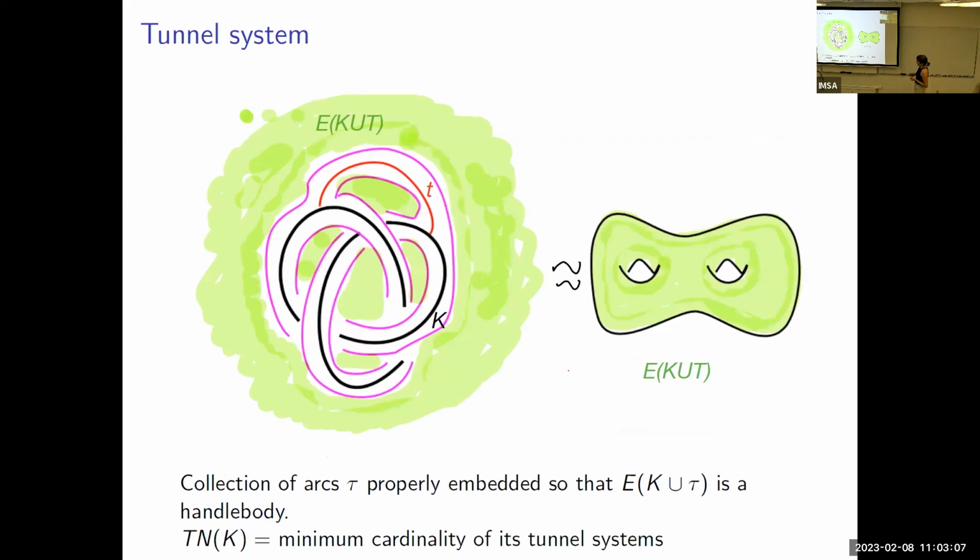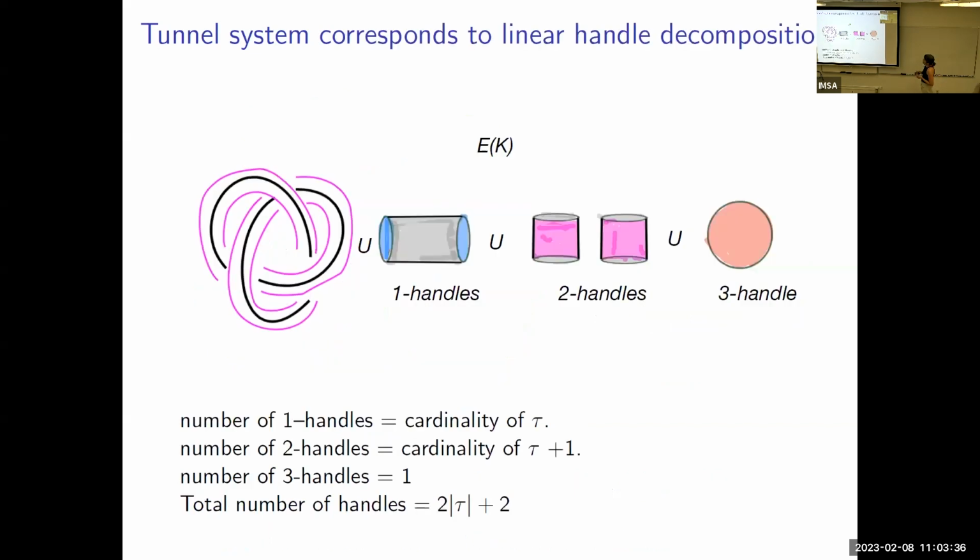So recall that for a knot in a string, a Tonnen system is a collection of arcs properly embedded in the exterior of the knot, such that when we take the exterior of the knot union this Tonnen system, we get a handlebody. So the Tonnen number is the minimum cardinality of all the Tonnen systems, and this Tonnen system corresponds to a linear handle decomposition of the knot exterior.